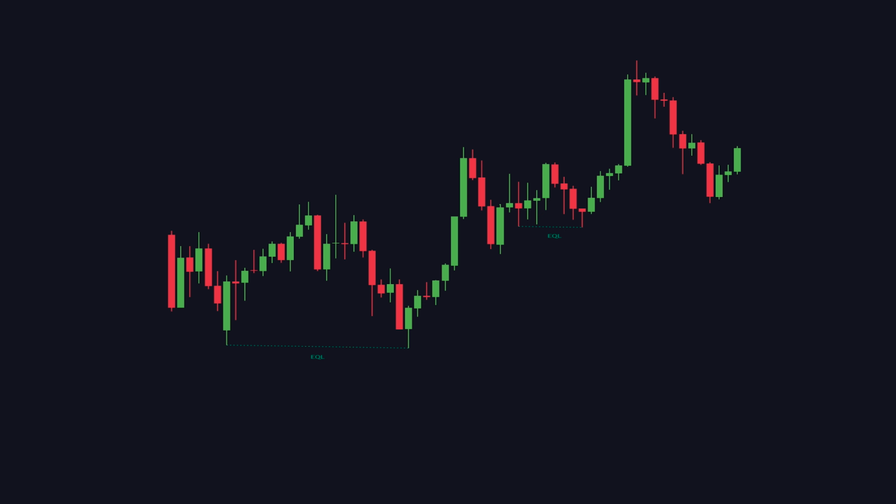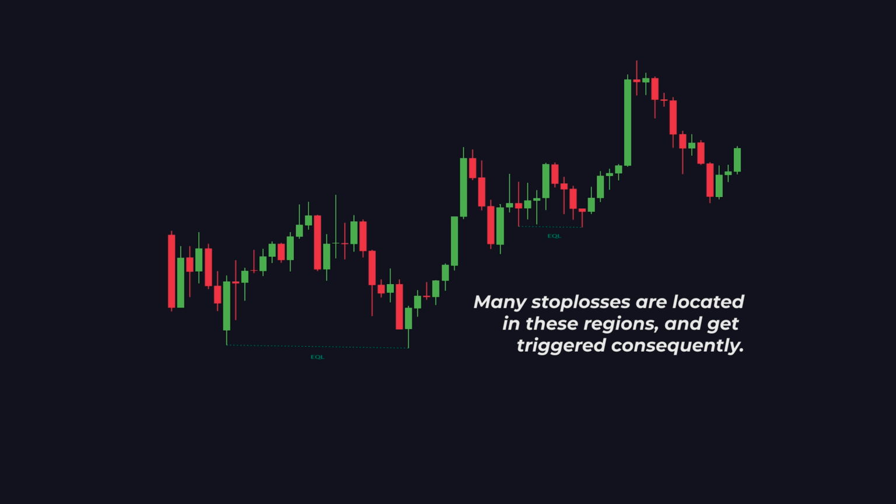We also have areas of equal highs and equal lows in the indicator labeled as EQH and EQL. They often represent areas where liquidity builds up on both sides. They tell you that many traders are seeing the same resistance or support, meaning there's a pool of stop losses just waiting to be triggered.